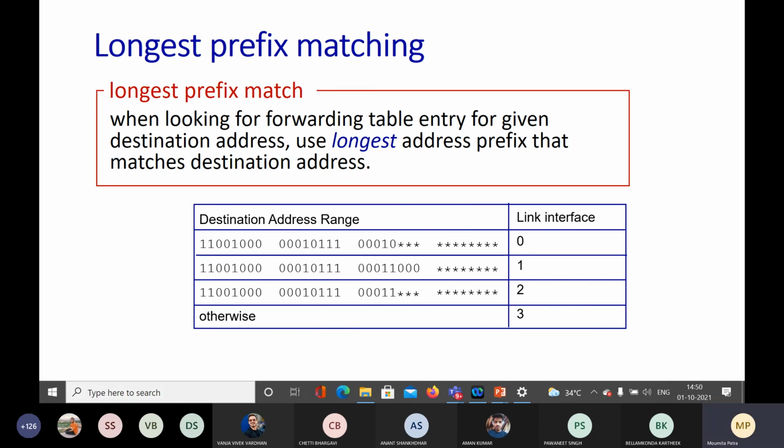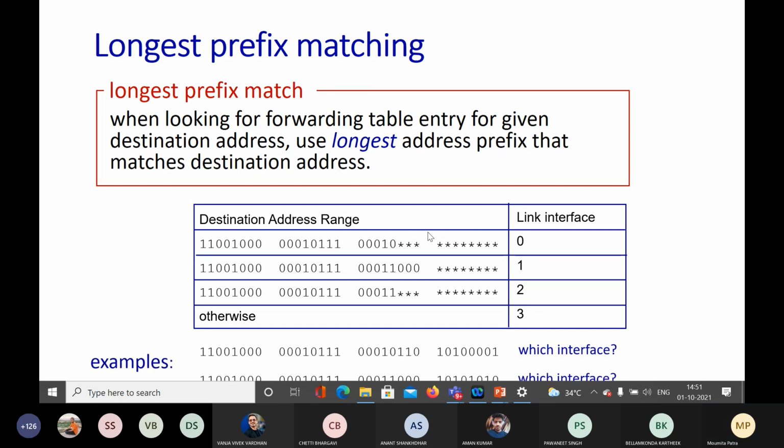Suppose this is a given destination address. These are the ranges that are given, and if you have an IP address among all of these address ranges, whichever matches the longest, or matches with the maximum number of bits in your IP address, that one will be acting as the longest address prefix.